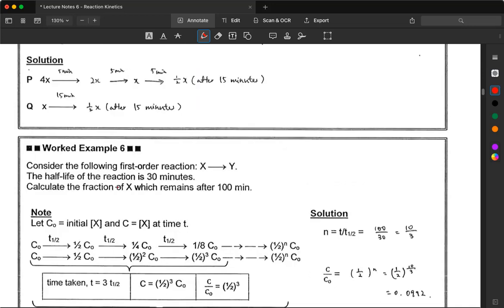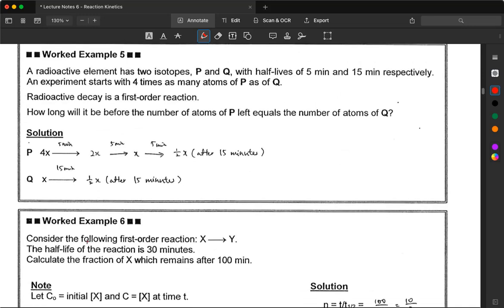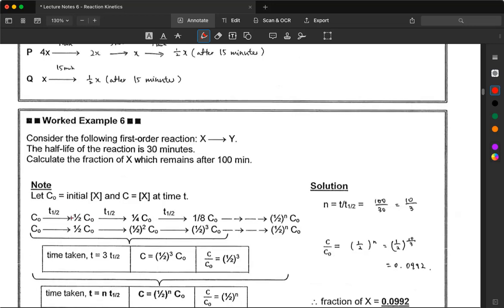Now, another example, you have this first order reaction X forming Y, and the half-life is 30 minutes. So after 100 minutes, what is the fraction of X that remains? You can let C0, using algebra here, be the initial concentration of X, and C equal the concentration of X at a given time. You can just use this method. C0 is reduced by half, becoming half C0, another half, 1/4, 1/8, a bit like a mathematics method.